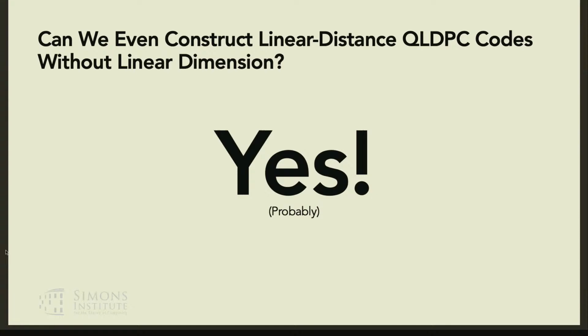It seems that the answer is probably yes. It turns out that for the applications I'm going to describe, this probably isn't really a problem. We can indeed construct codes that naturally seem to have dimension 1. We can only prove they have dimension 1, but technically it's possible they could have linear dimension.